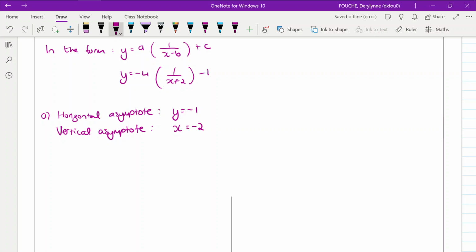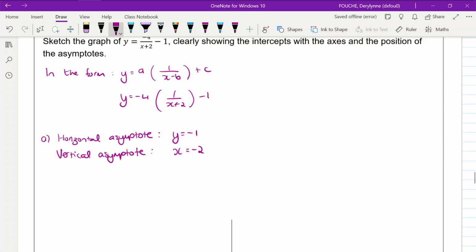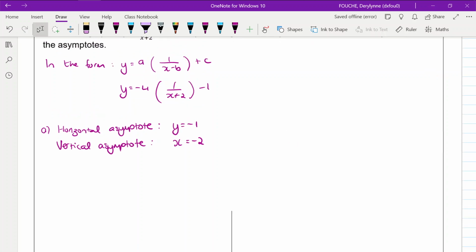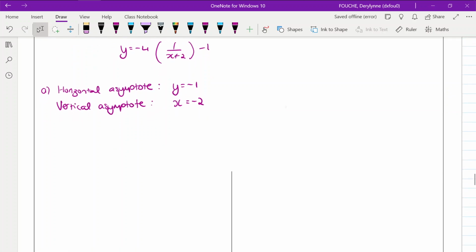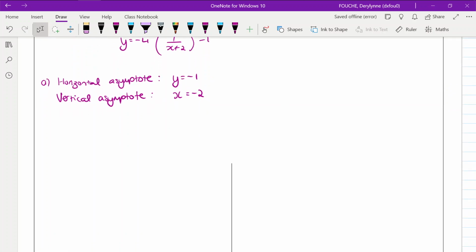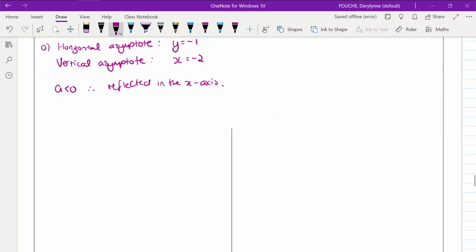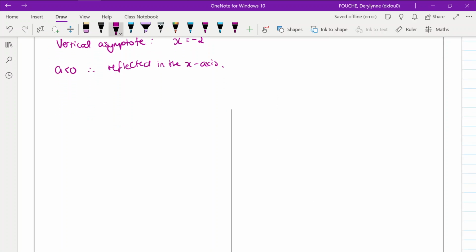Okay. Now, as with all of our shapes, when our a value is negative, the shape has been reflected in our x-axis. So a is less than 0, therefore the graph is reflected in the x-axis. Alright, now we need to know some x and y intercepts.